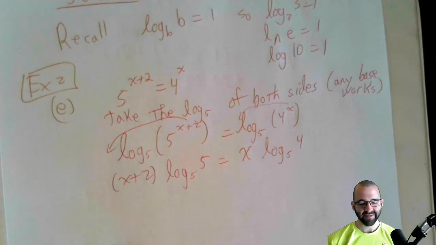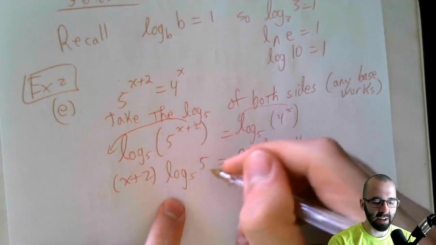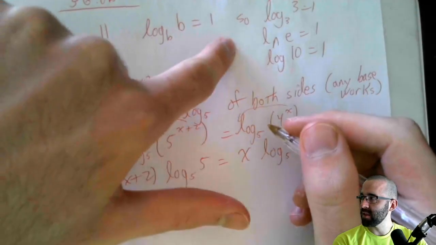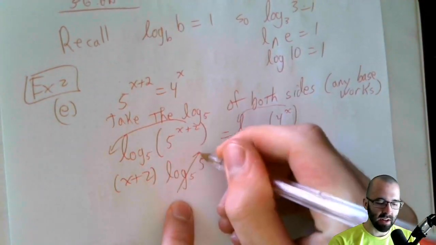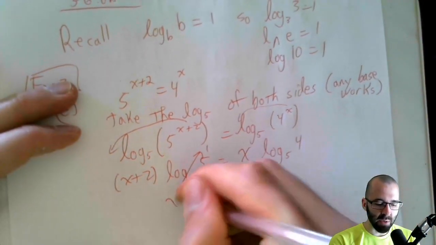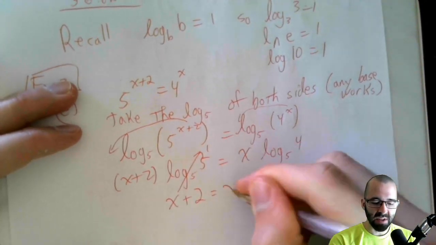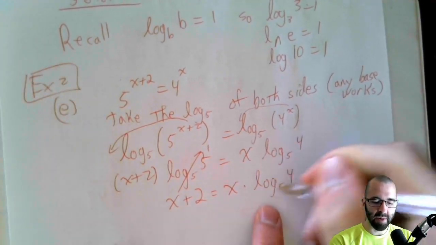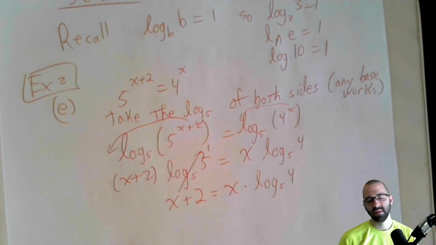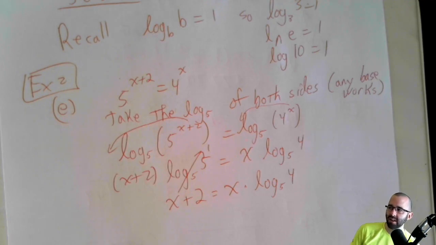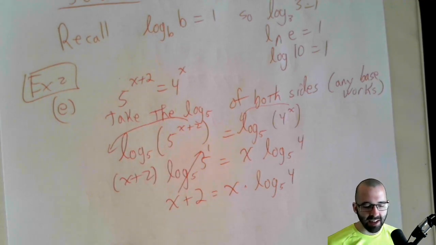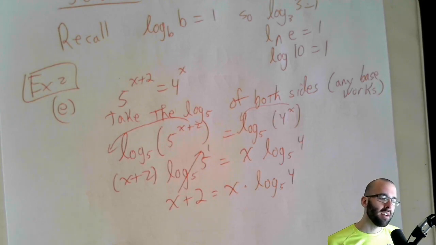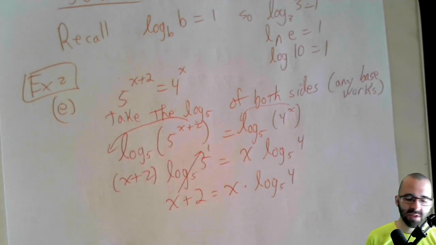All right. So now this is really nice because this over here, log base any number of itself is always 1. So this right here is just 1. So we're left with x plus 2 equals x times the log base 5 of 4. And this is just some ugly number. So it's not as nice as before, but it's not that bad either, right? We have a linear equation. No more exponents, okay?